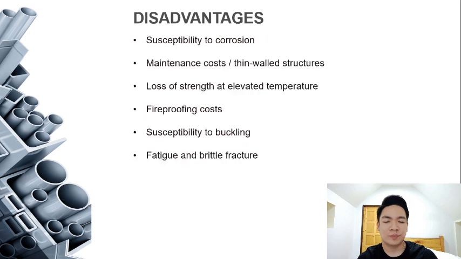The disadvantages of steel structure are: number one, substantial maintenance costs of thin wall structures. Number three is loss of strength at elevated temperature. Number four, fireproofing costs and susceptibility to buckling. And last is fatigue and brittle fracture.